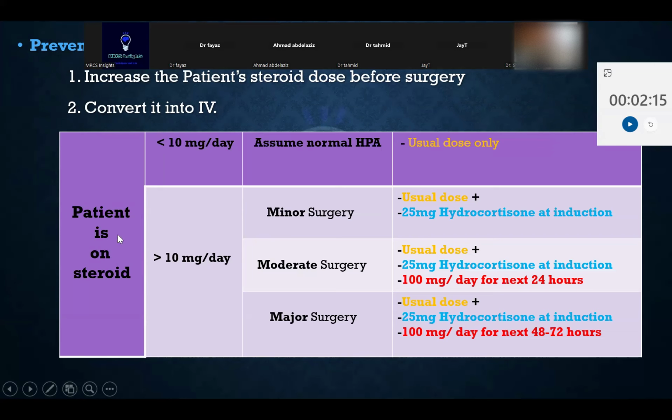5 milligram, not 10, I guess. There's a new guideline that states 5 milligram, not 10. Okay, I will check and definitely let you know.